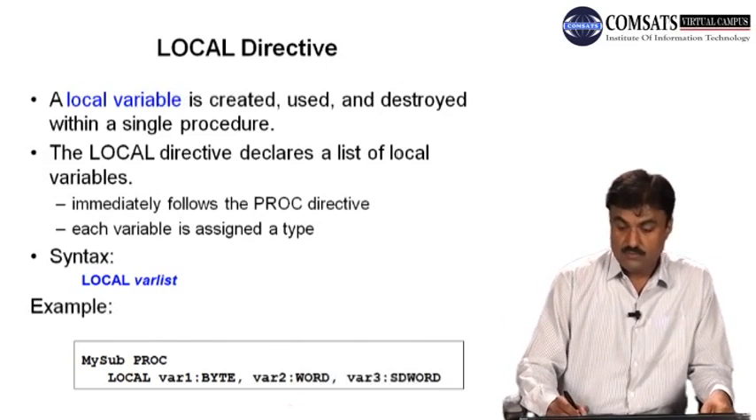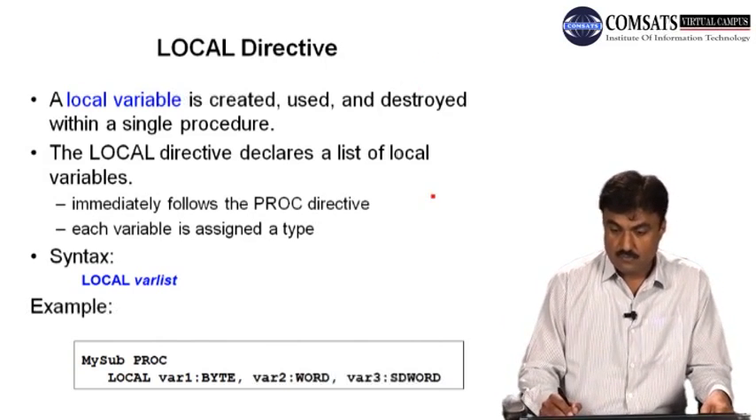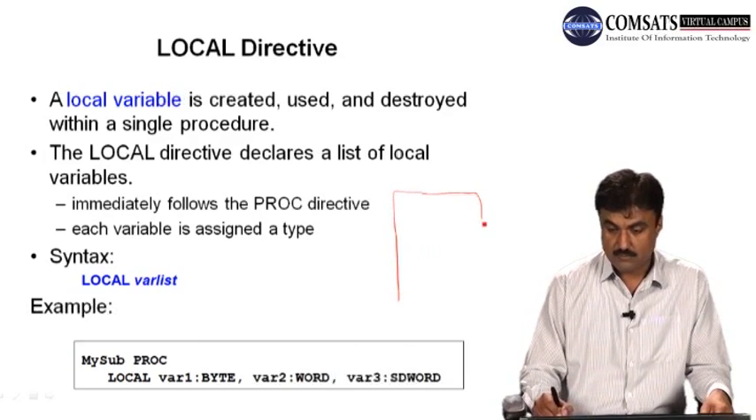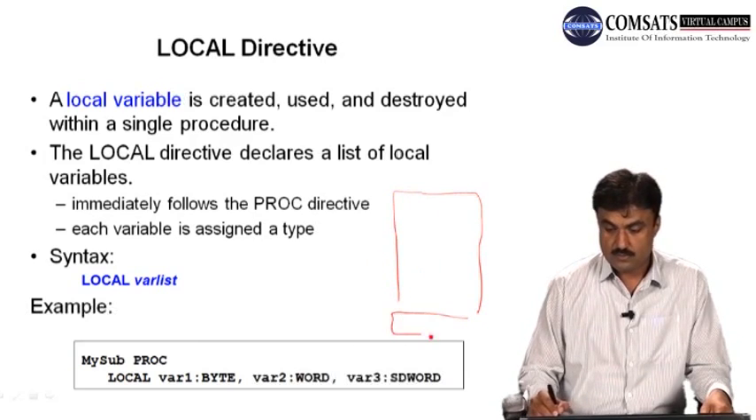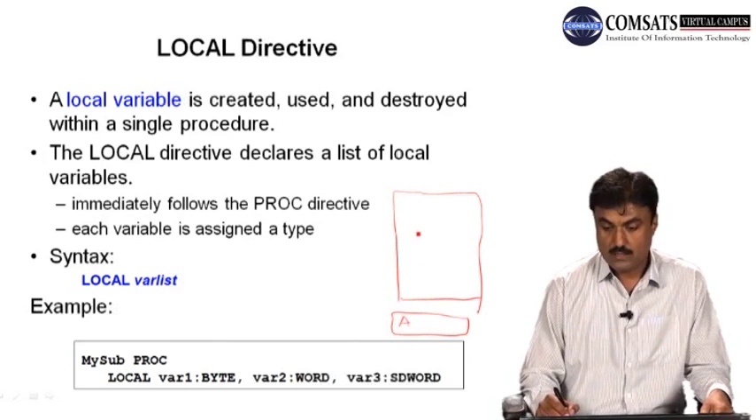So when we define a local variable, first of all, we have the main program. Here you can see this is the main program. Inside this main program we call a procedure. So maybe here is a procedure. The name of this procedure is A, and we call A.